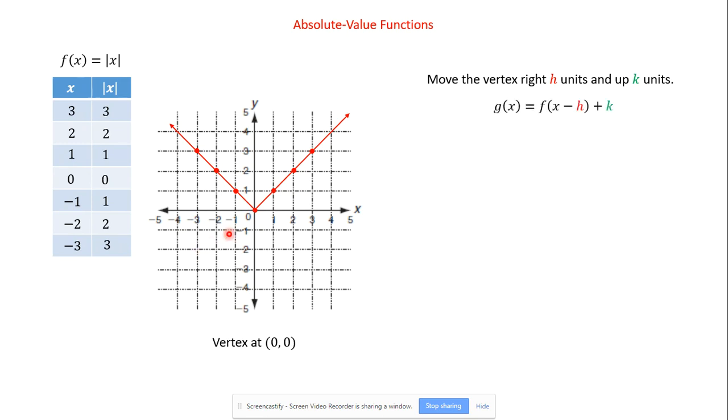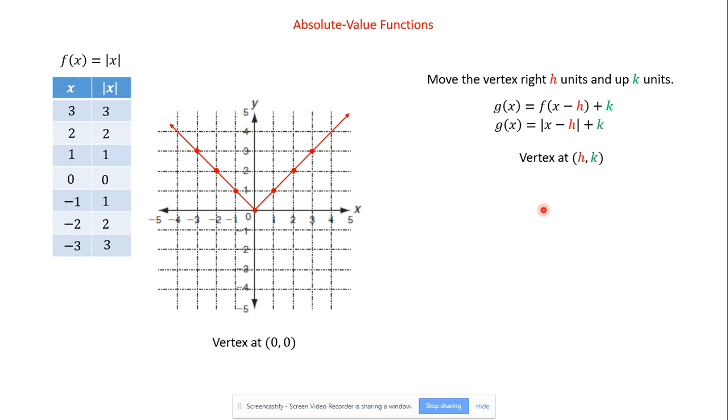So we want f of x minus h, because remember everything horizontal is going to be backwards, plus k. This means we're going to take the function, and we're going to replace x with x minus h. So the x minus h will be inside the absolute value, and the plus k will be on the outside. So g of x equals the absolute value of x minus h plus k is an absolute value function with the vertex at h, comma k.